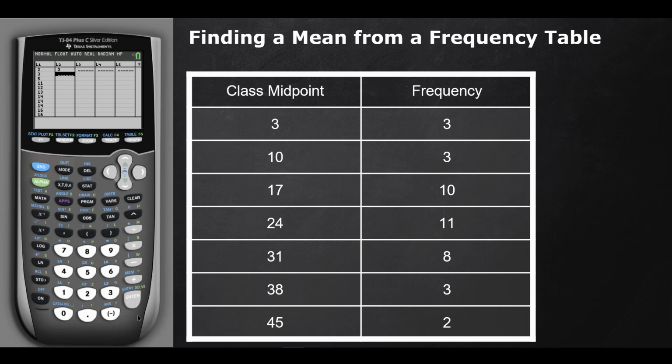So I'll put in a 3, 10, 17, 24, 31, 38, 45. Nice. And always double check the list once you finish inputting it. So it seems that I got all the values there. Nice. And now the frequencies. 3, 3, 10, 11, 8, 3, and 2. Alright. Double check.